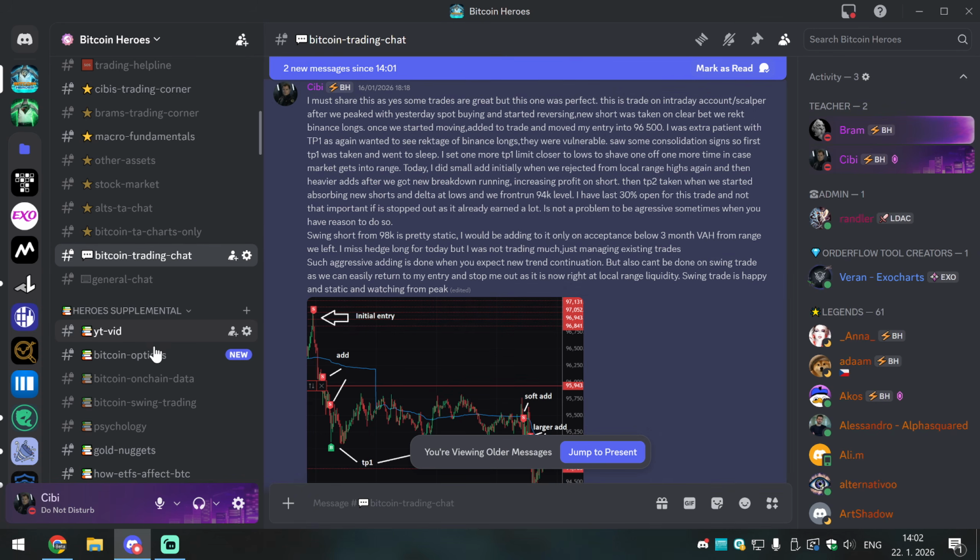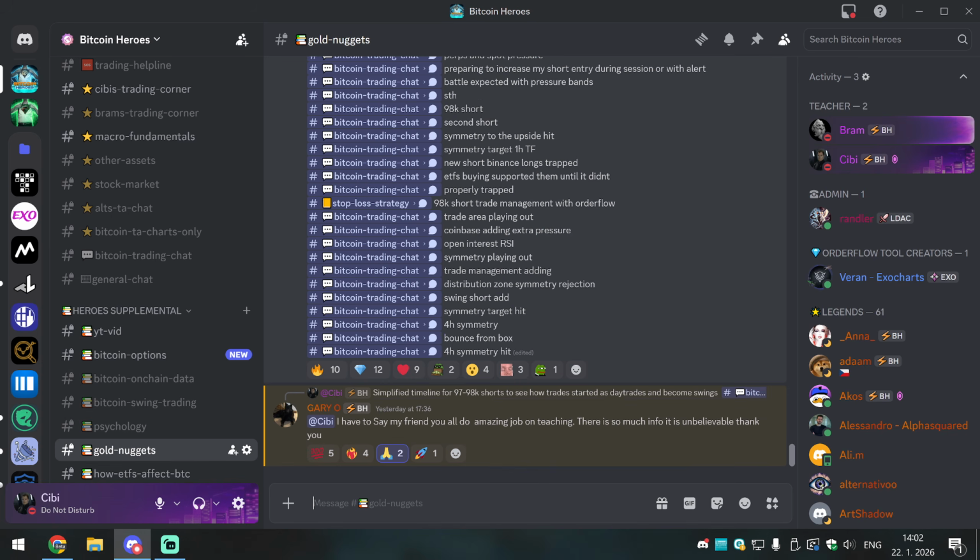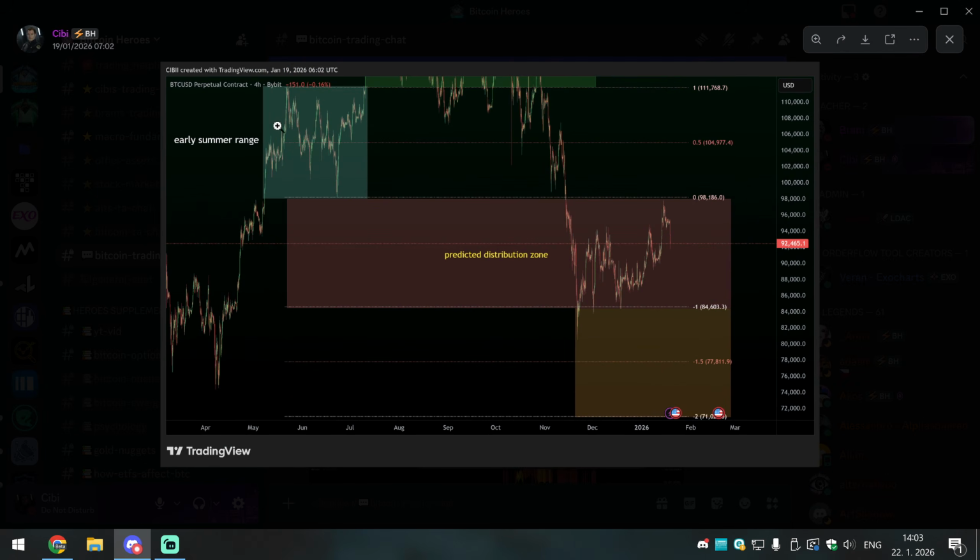Okay, we went over that. Trade management, adding further. Distribution zone, symmetry rejection, oh yes. And I predicted a long time ago, before we even broke down, that there would be heavy distributions happening in this zone or in the orange area.